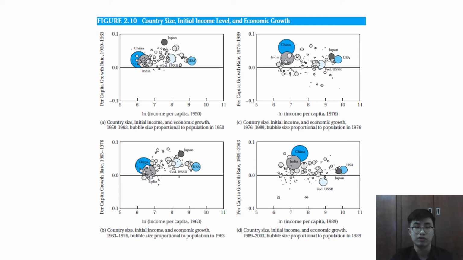Figures A and B reflect that there was a relative per capita divergence from 1950 through 1976, but figure D reflects a relative per capita convergence since 1989, although they have stagnant or even worse conditions in the least developed countries. But the divergence effect is not that large because of their smaller population size compared to the countries with large populations.